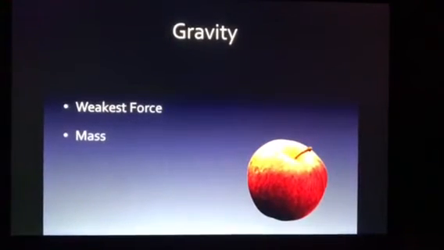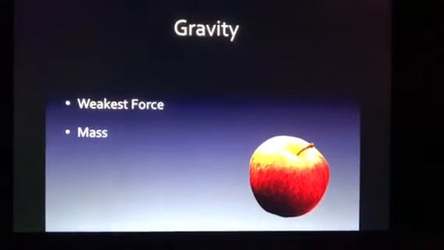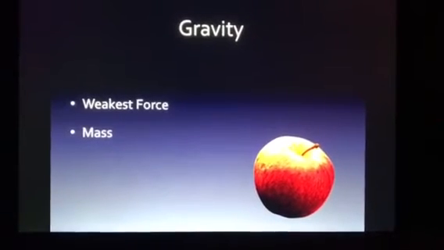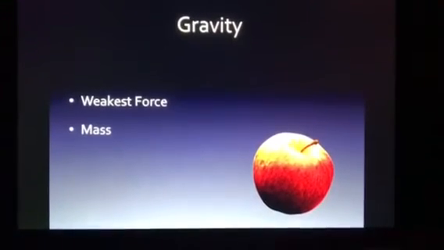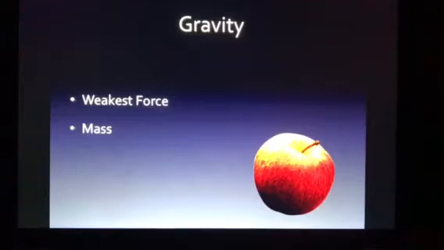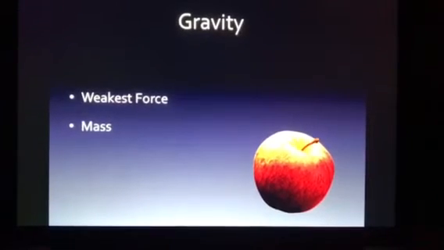Gravity is the weakest of the 4 forces. It works on objects that have mass. It's what allows us to stay on the Earth without flying off of it, and it keeps the Earth moving around the sun. Those are a couple of the examples.